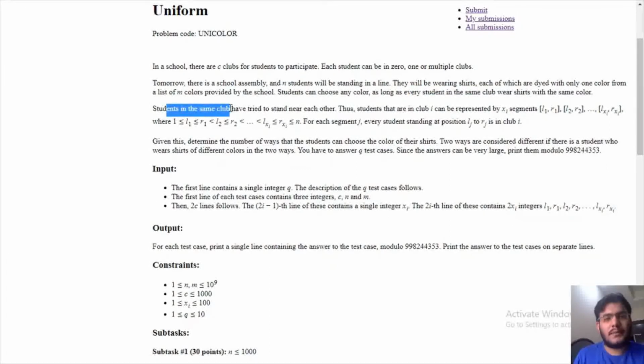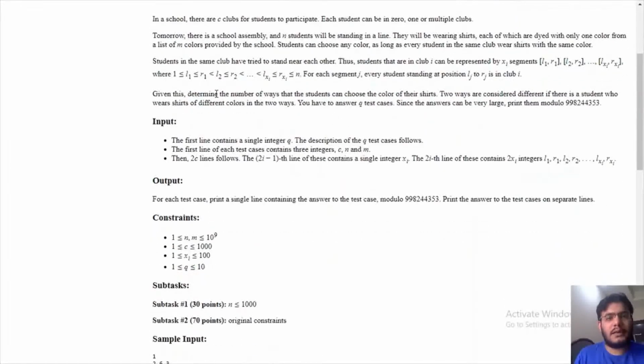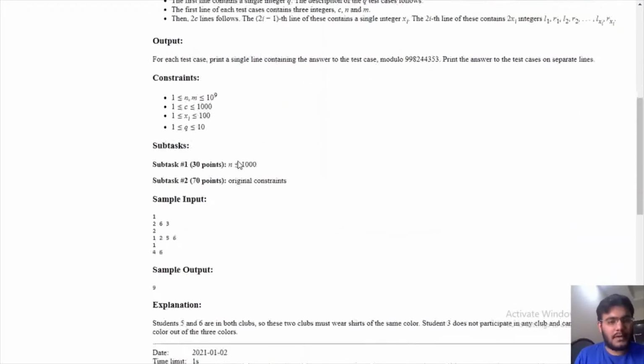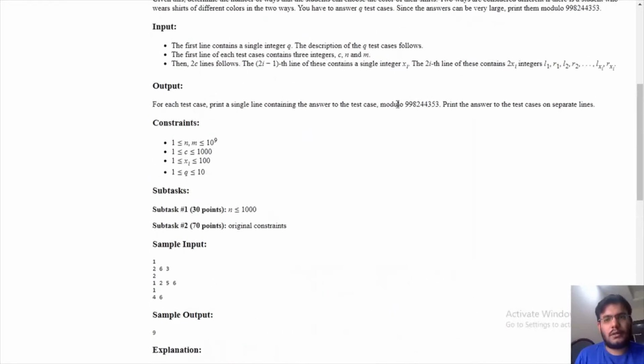The students in the same club are given in a particular order so that they can be represented as continuous segments. So this one, L1 to R1, is the continuous set of students which are in the same club. Similarly L2, R2, till LX, RX. And we need to determine the number of ways the students can choose the color of their shirts, keeping in mind that students of the same club need to wear the same color shirt. So we need to output the number of different ways to do so. This is the input format, and we need to output it modulo this number.